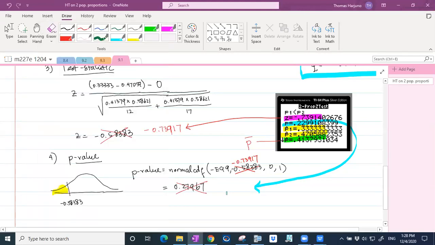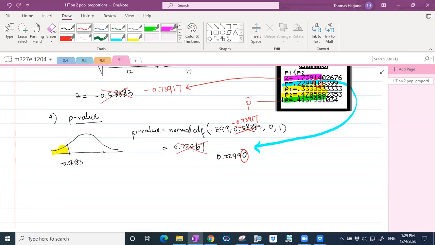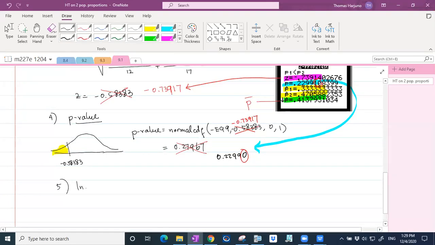22990. So that's 0.22990. So a little bit off, huh? Off at the ones. A little bit off. But yeah, we still have the same conclusion, right? We still have the same conclusion, that is informal conclusion, fail to reject null hypothesis.